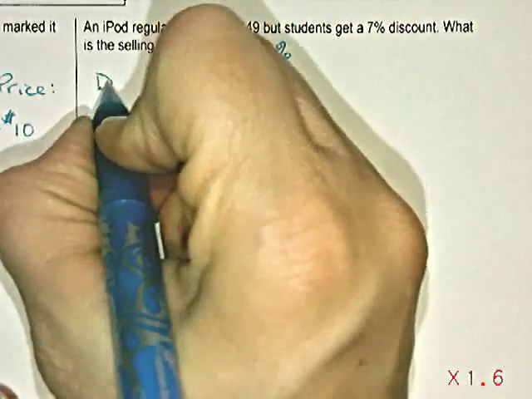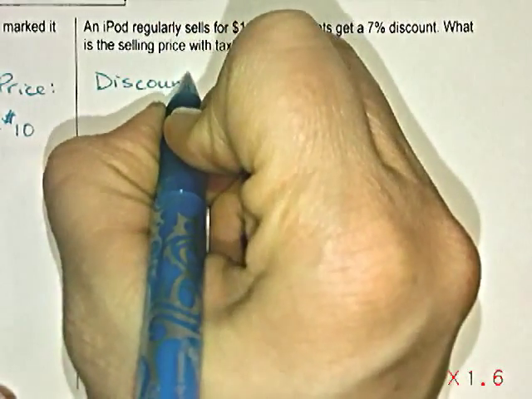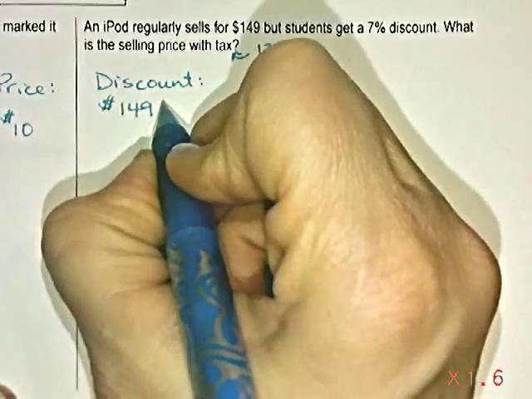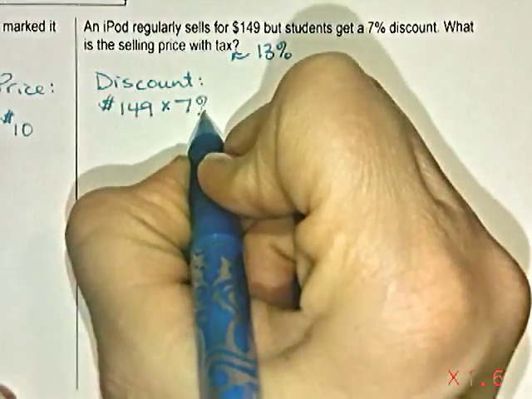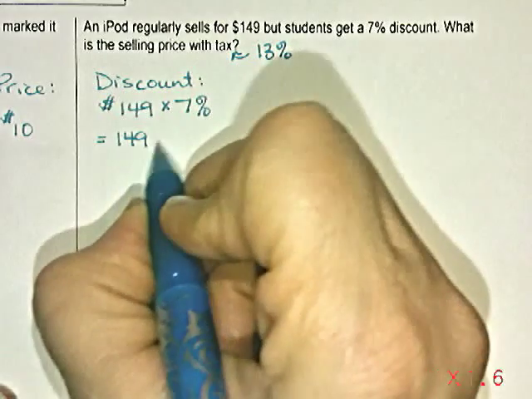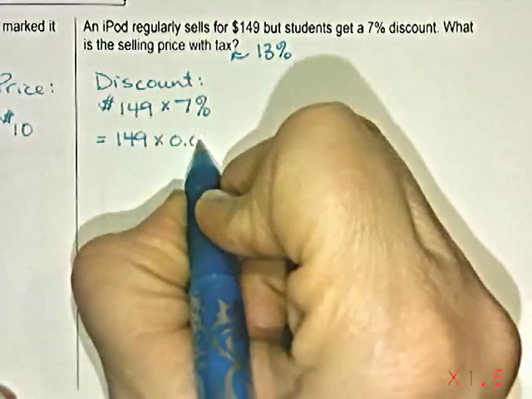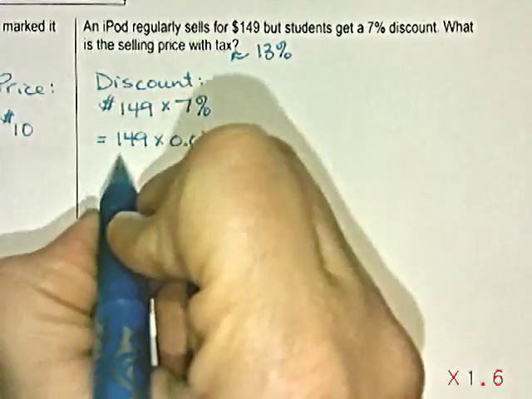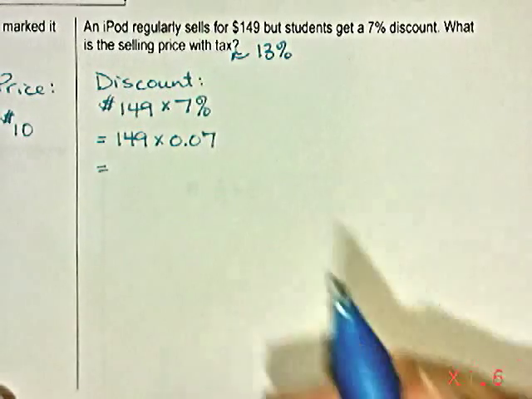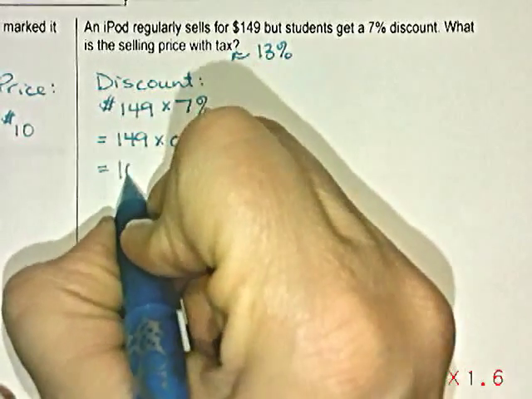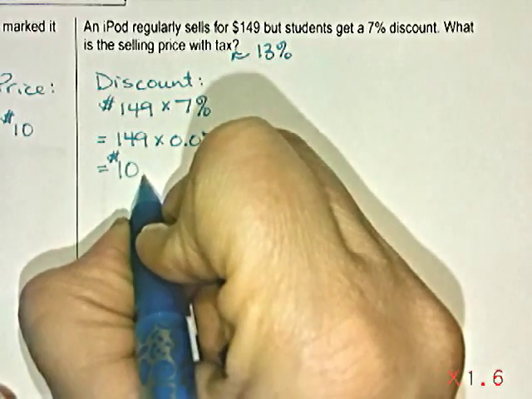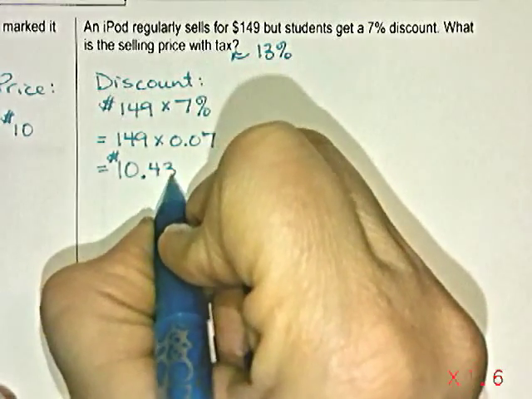If we figure out our discount, we would have $149 times our 7%. So that would be $149. Now I could multiply by 7 out of 100, or I could multiply by 0.07. And this kind of question, we would generally work with a calculator. It would make it a little bit easier. And we would find that that discount, 7% of my $149, would be $10.43.